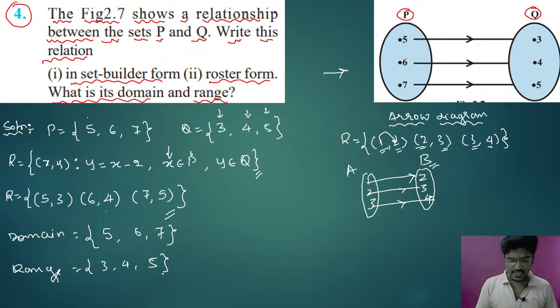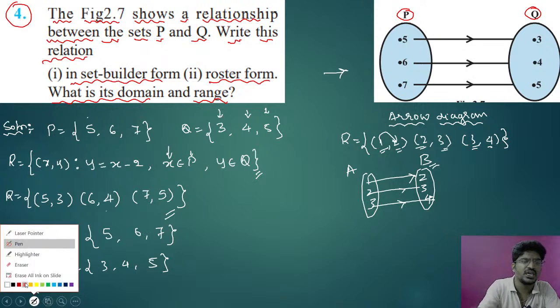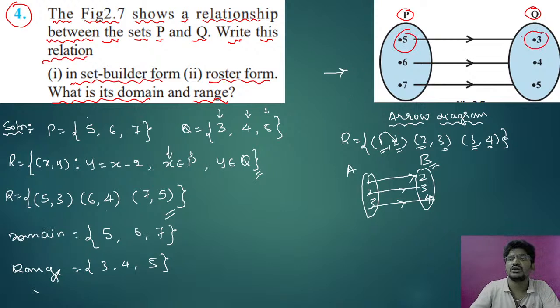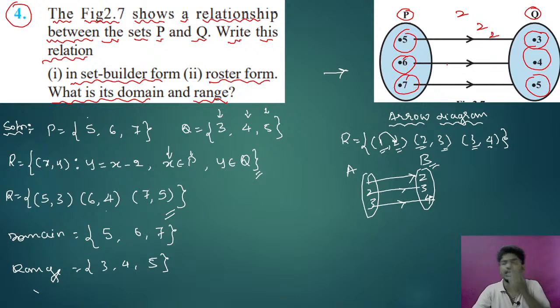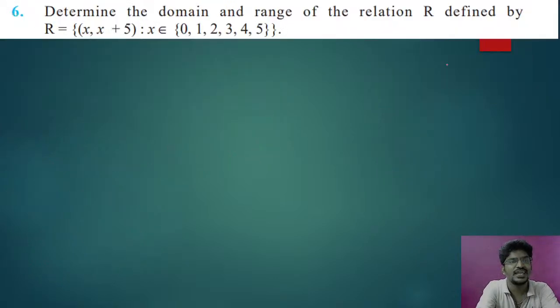So everyone can understand this very simple problem. By looking at that arrow diagram, you have to write it in roster form and set builder form. So in the arrow diagram, you can just see here 5 maps to 3. So the difference between 5 and 3 is 2. 6 maps to 4. The difference between these two is 2. 7 maps to 5. The difference between these is also 2. So I can use that logic. Okay. So very good. Like this, you have to understand the problems. Then you have to go for the next problem. Clear?